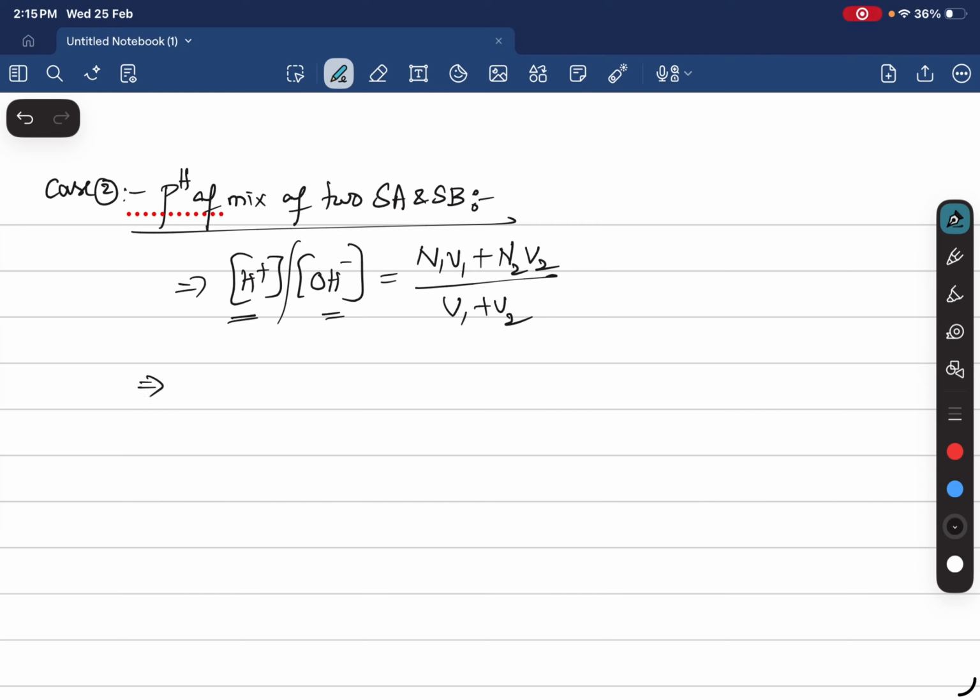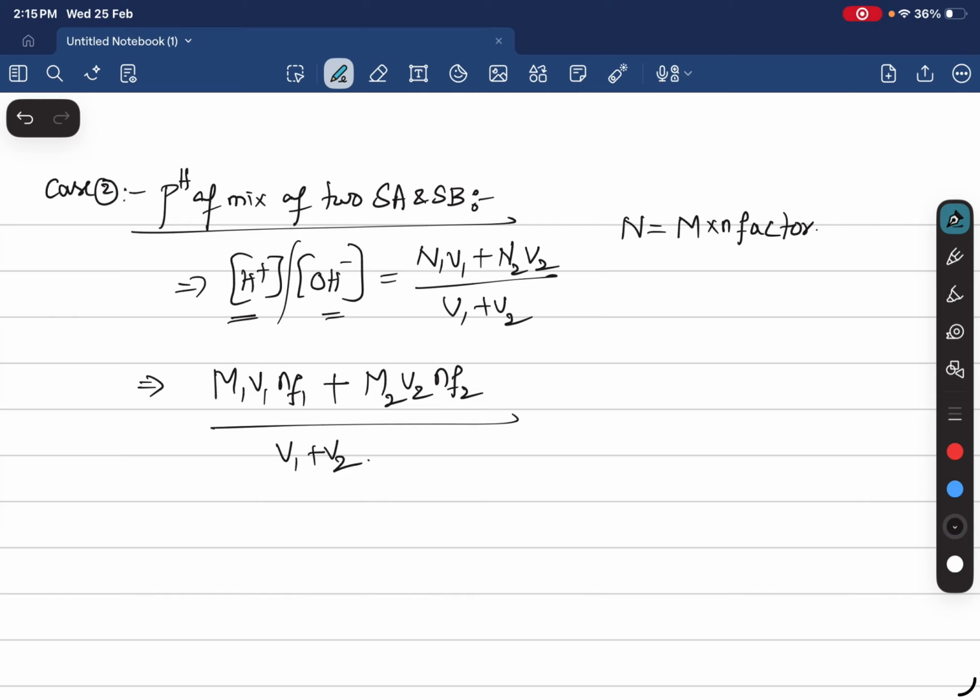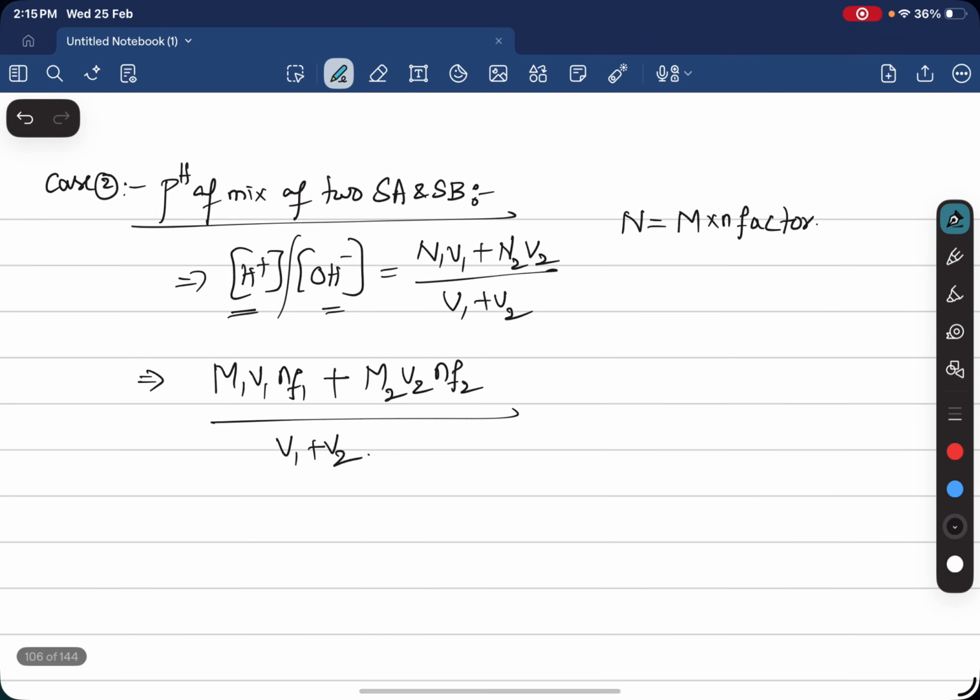So here, if you want to write in molarity form, suppose molarity is given, normality is nothing but what? Molarity into n factor, that we can substitute if molarity is given. So M1V1 n factor 1 plus M2V2 n factor 2 by V1 plus V2. Here, if 2 strong acids are given, we just take the plus sign; either 2 strong acids or 2 strong bases, then we will just add it.